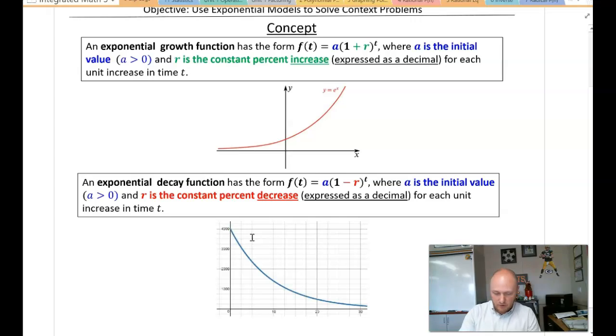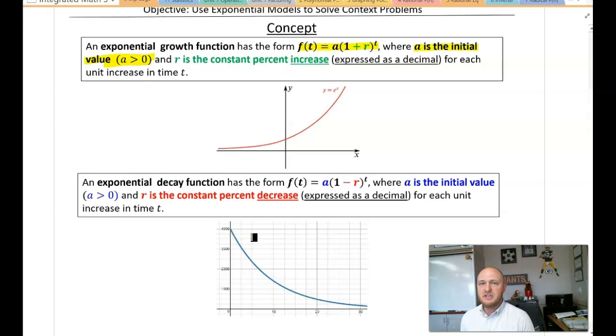What we want to focus on is the formula here. If I have an exponential growth function, the formula is f of t is equal to a times 1 plus r to the power of t. A is your initial value, and a must be greater than 0.